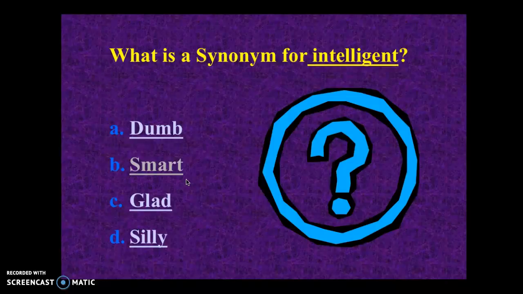What is a synonym for intelligent? So A says dumb, B smart, C glad, and D silly. So I would ask the students what they thought the answer was. If someone answered dumb, I would explain why dumb would not be a synonym for intelligent, because dumb is the opposite of intelligent, and that would be an antonym, which we will get to later. Glad wouldn't be a synonym for intelligent because glad and intelligent don't really have anything to do with each other, as well as silly. So the answer here would be B, smart, because smart and intelligent mean the same thing, which makes them synonyms.